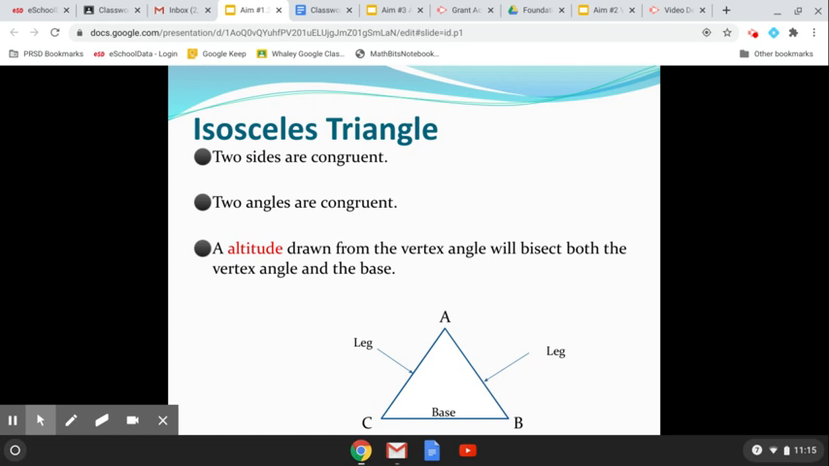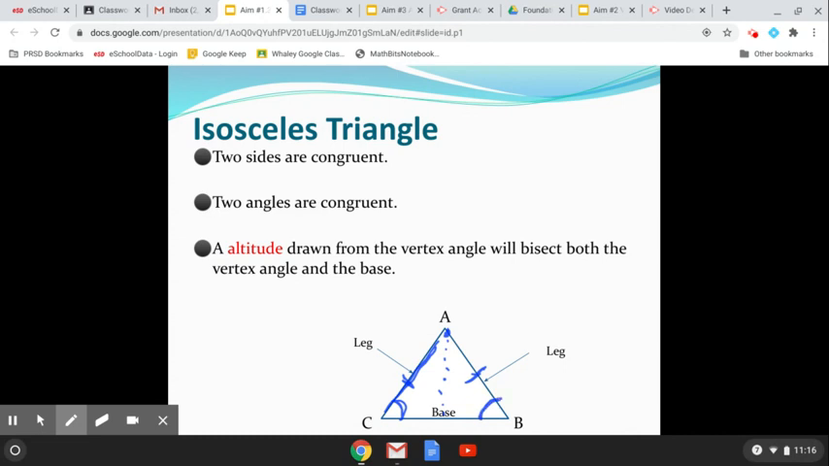Now, there's another piece there that talks about the altitude. We'll talk about the altitude in future lessons, but the altitude is this line that connects from the vertex, which is the A, down to the base of that isosceles triangle. And we'll talk about that on another day. But if AC is congruent, and we use this symbol to show congruent, to AB, these angles are called base angles, and they are congruent to each other as well.